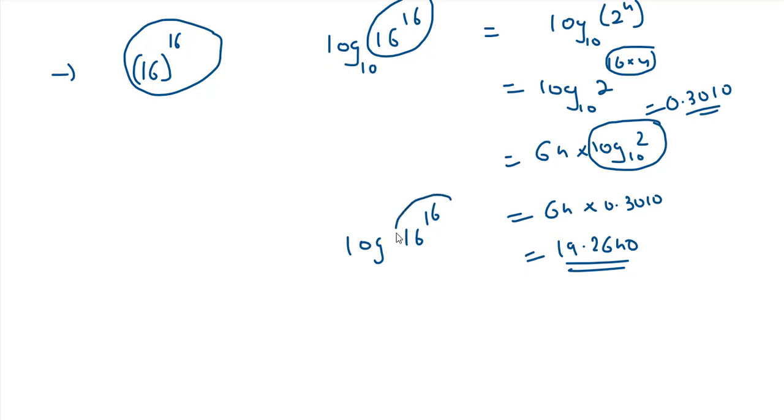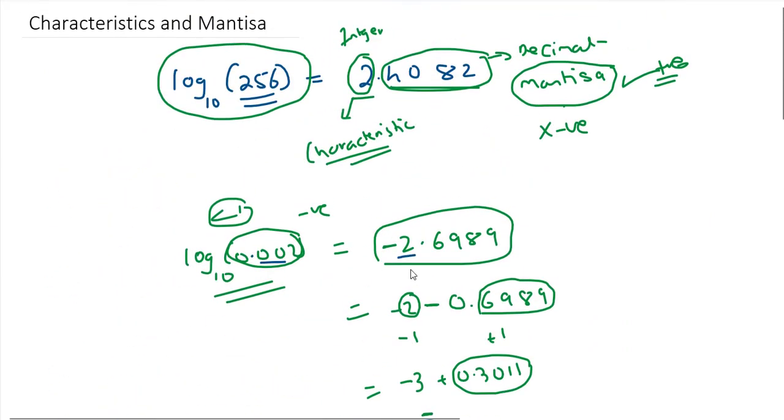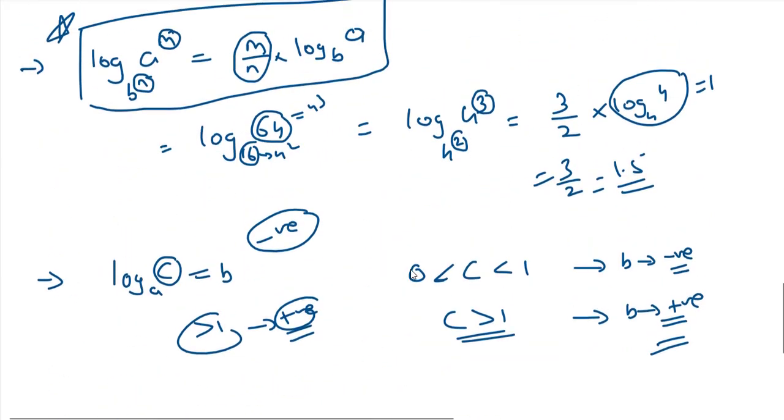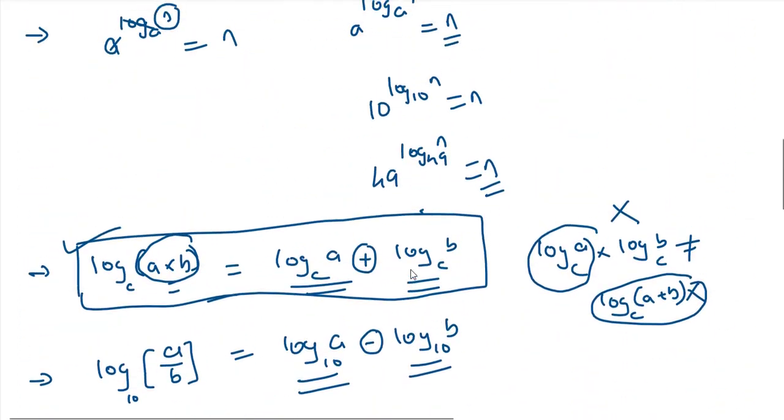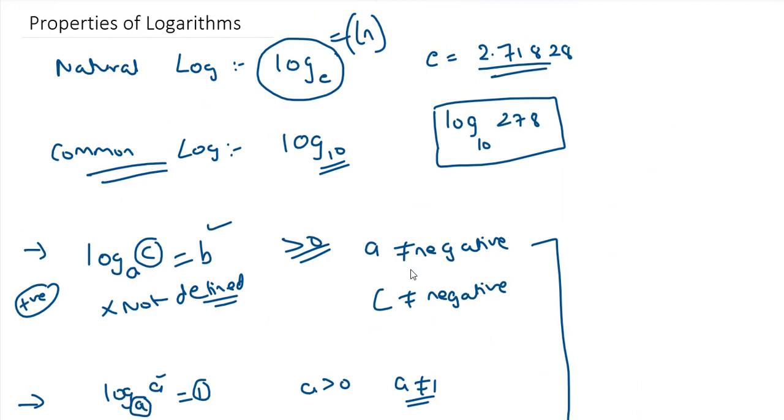That means this number 16 raised to 16 will have 19 plus 1, that is 20 digits. Hence 16 raised to 16 is a 20 digit number. In this way you can find the number of digits by using these properties. So if you remember all these properties which I have explained in this video, you will easily be able to solve any problems based on logarithms. In the next video, we'll solve some more problems based on logarithms, which will help you get a better understanding of all these properties. So this is all for this video. Thank you.